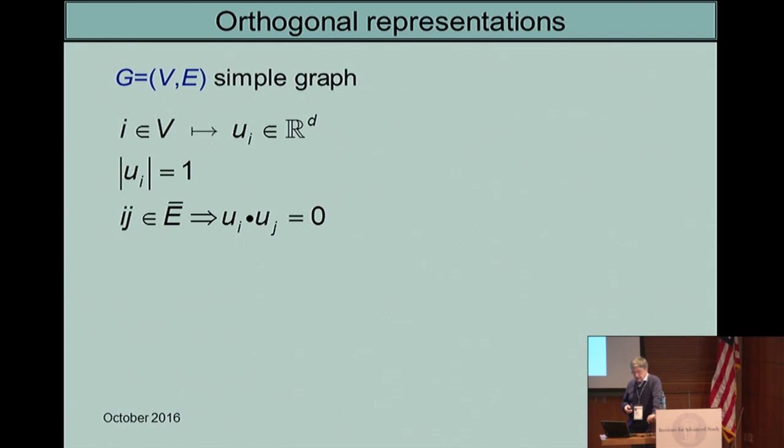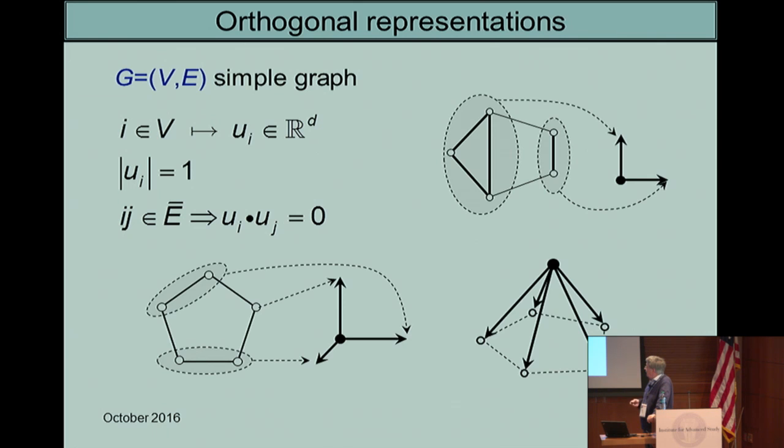So take a graph and take some dimension d, and let us assign to every node of the graph a unit vector in R^d, with the condition that if two nodes are non-adjacent, then the corresponding vectors should be orthogonal. Here are some examples of how to do such an assignment. For example, here you can assign the same vector to all these three nodes, so that could be one of the basis vectors, because they are mutually adjacent, so there is no condition in here.